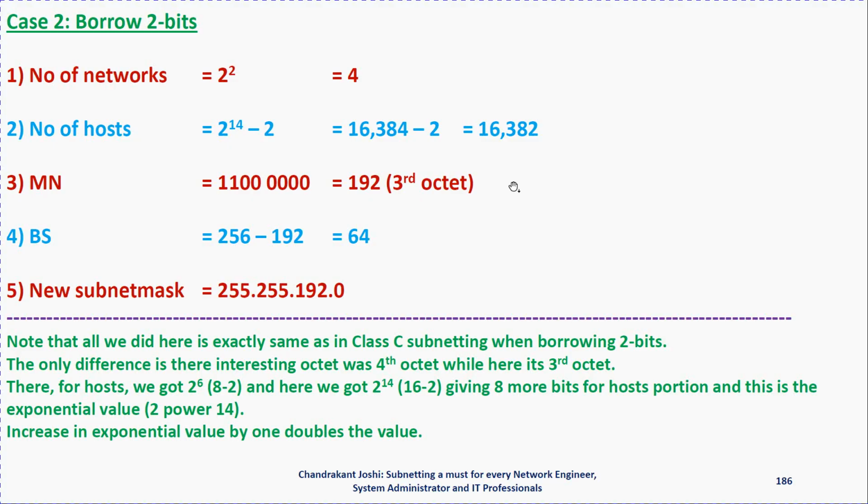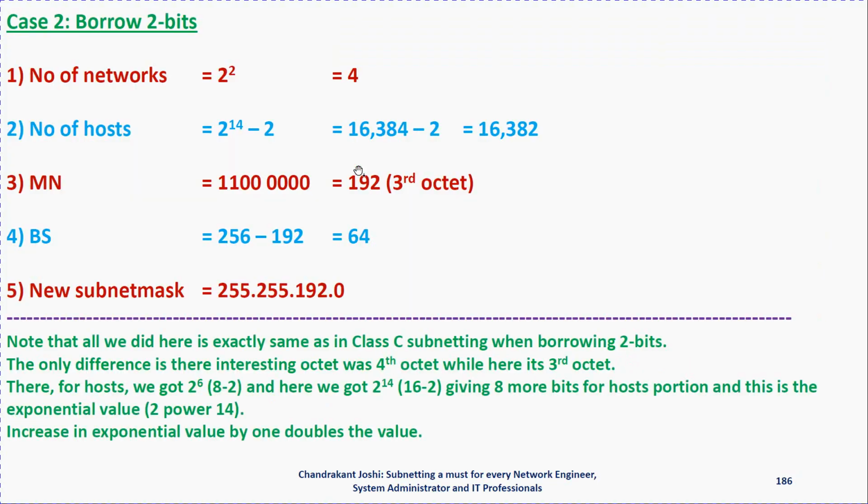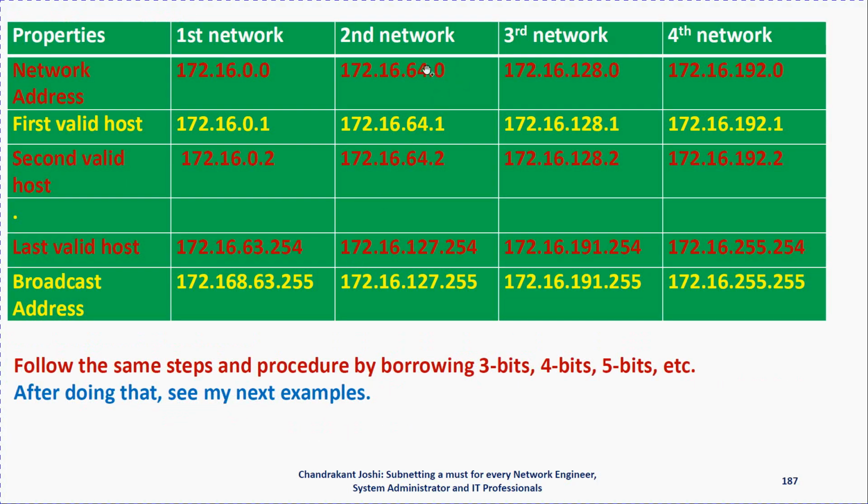So the first subnet is 172.16.0.0. So next will be in the third octet, 172.16.64.0. And from this magic number we can also find the new subnet mask. So this is also in the third octet. So 16.0, this 0 is the third octet, so 64, because the block size is 64. So 64 plus 64, 128. Again 128 plus 64, 192.